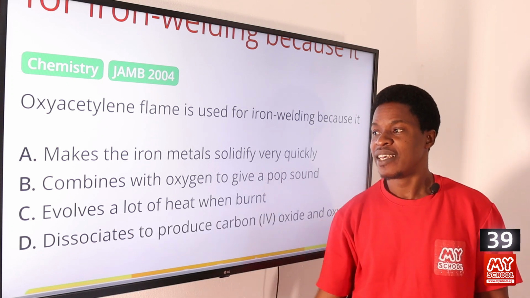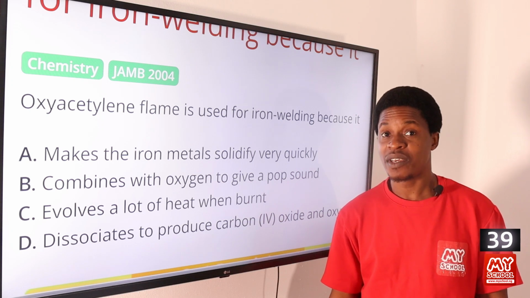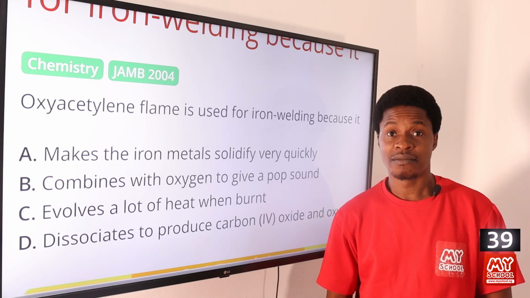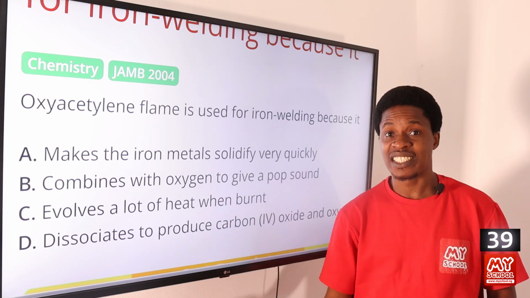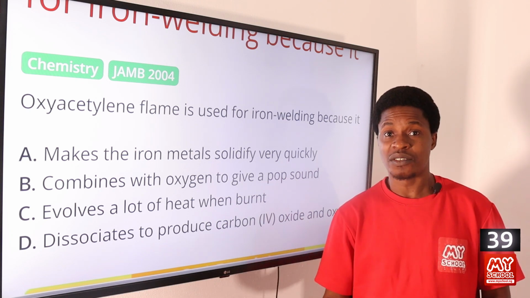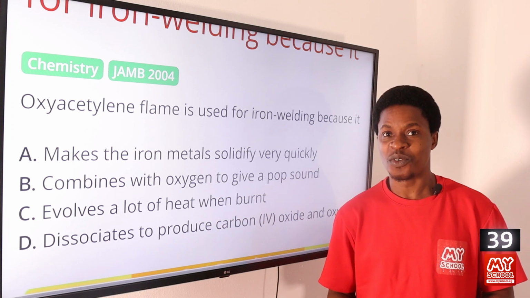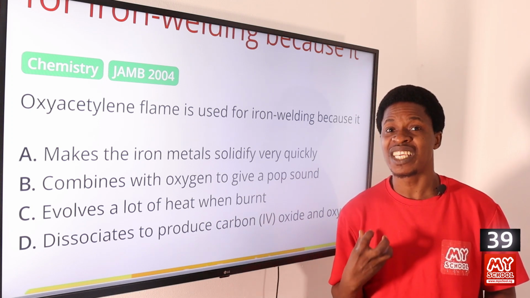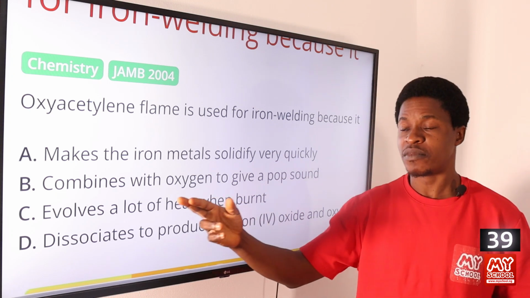Option C says evolves a lot of heat when burnt. Of course, like I said, we have high temperature from oxyacetylene. It produces heat as high as 3100 degrees Celsius. So that temperature is high. I'm not sure any human being can survive being in that type of flame. It is so hot, so it produces a lot of heat when it is burnt. So option C is correct.